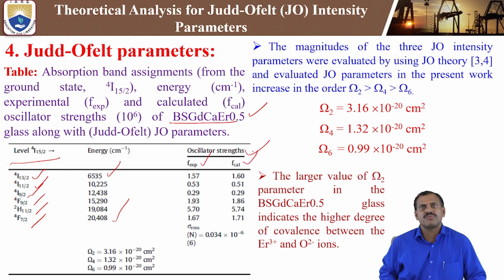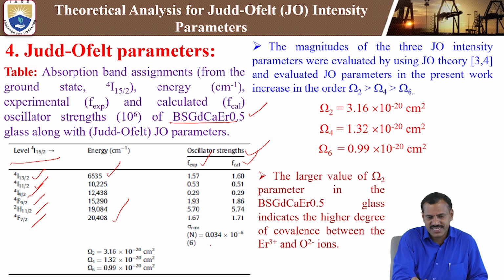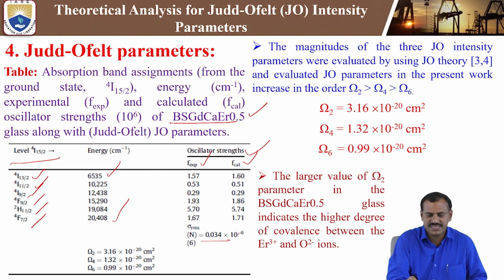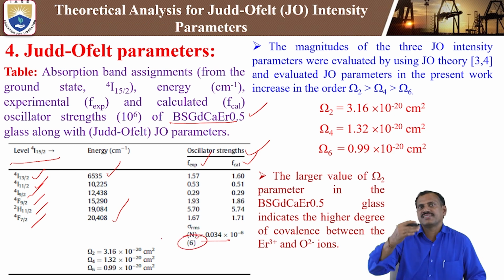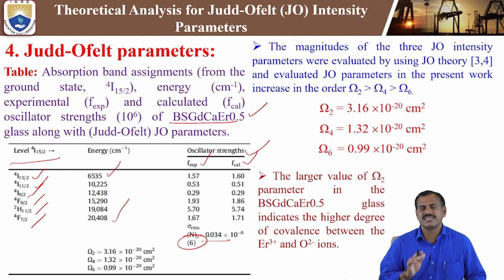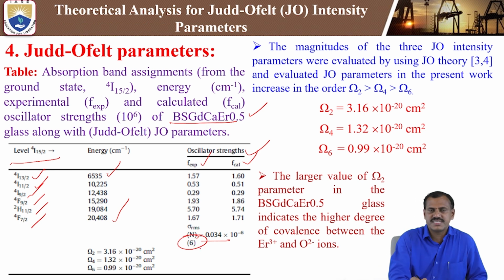In this fit, we get a very small sigma RMS value, 0.034 times 10 power minus 6. We used only 6 energy levels of the excited states from the ground state, 6 among the 9 absorption peaks, only the well-resolved ones. By using the 6 peaks and their corresponding energies, we calculate the F experimental and F calculated, and from these we get the omega 2, omega 4, omega 6 parameters.